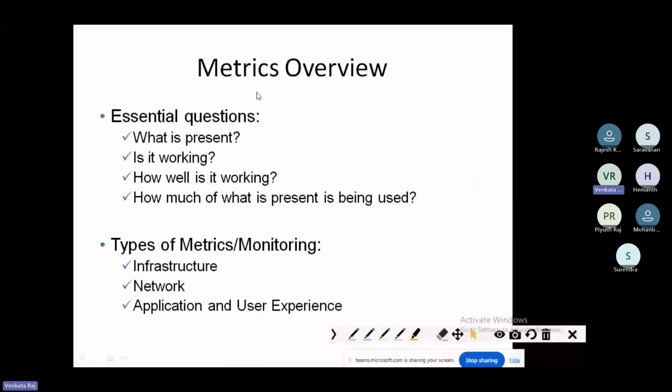We have learned about metrics in the previous session. Now, whenever we are working with metrics, guys, there are some questions which are essential to be asked and to be answered. What is present in my infrastructure when I am monitoring it? What all things are present in my infrastructure?